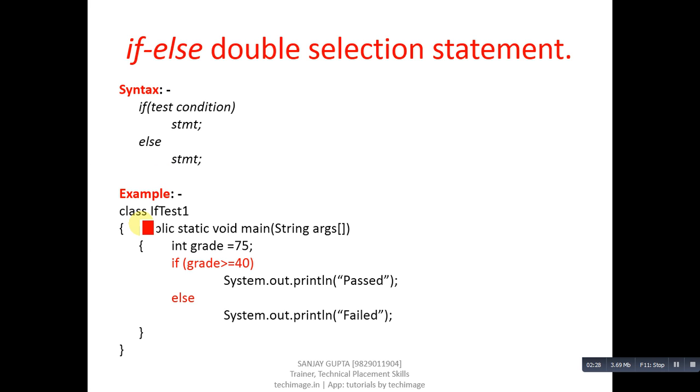You can see the example which I explained earlier; it is modified here. If grade is greater than or equal to 40, then passed will be printed, otherwise failed will be printed. Right now the value of grade is 75, but suppose it is 15. In case of 15, the condition is false, so else will print failed on the console. Here in this example, if we run this program, then passed will be printed.